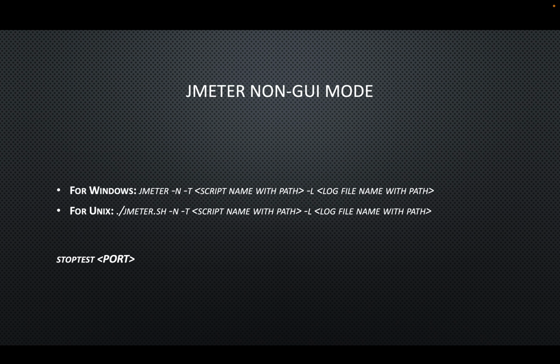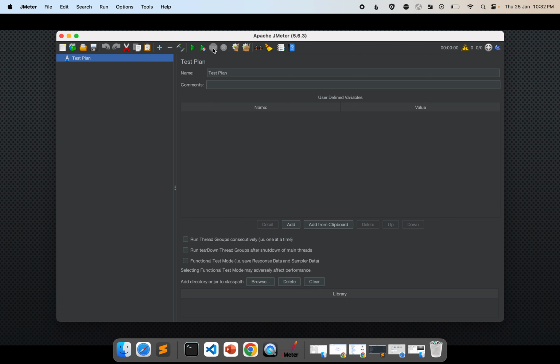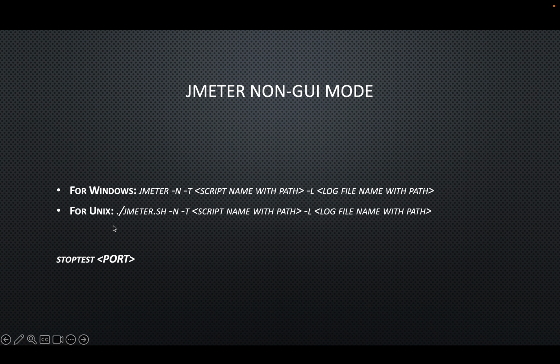When you are done with the creation of your JMX script in GUI mode, now you want to execute. So for a Windows machine, you have to write the command jmeter -n -t. The t is for the script name, and l is for saving the log path or JTL file. Similarly for Unix. While you are in UI mode, there is an option to stop the execution. But in non-GUI mode, even if you press Control C to kill the running test, it will not stop. So whenever you are starting the script, you can also provide the port, and to stop in non-GUI mode, just write the command stoptest. If you provided the port while launching, use the same port, or else stoptest will not work.